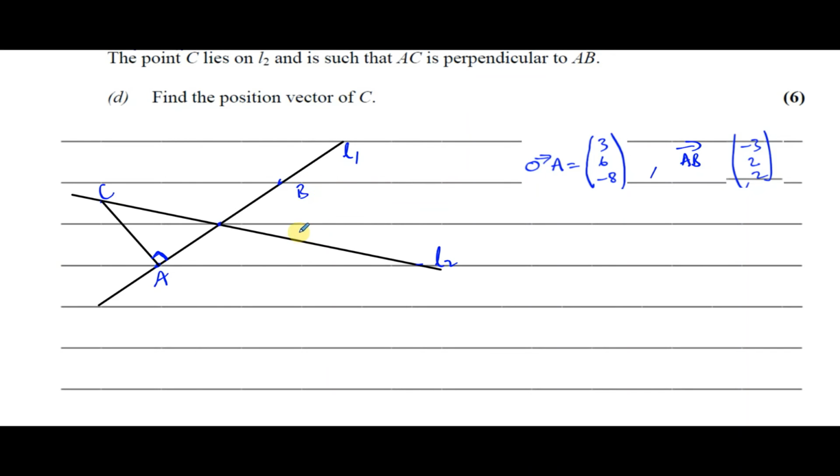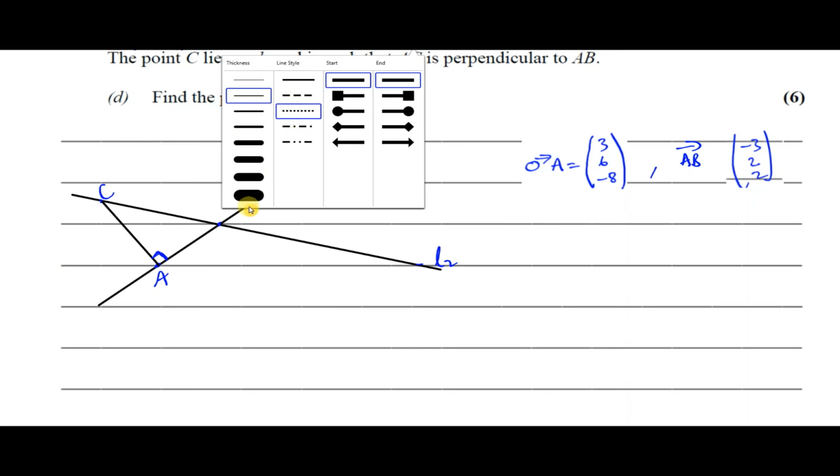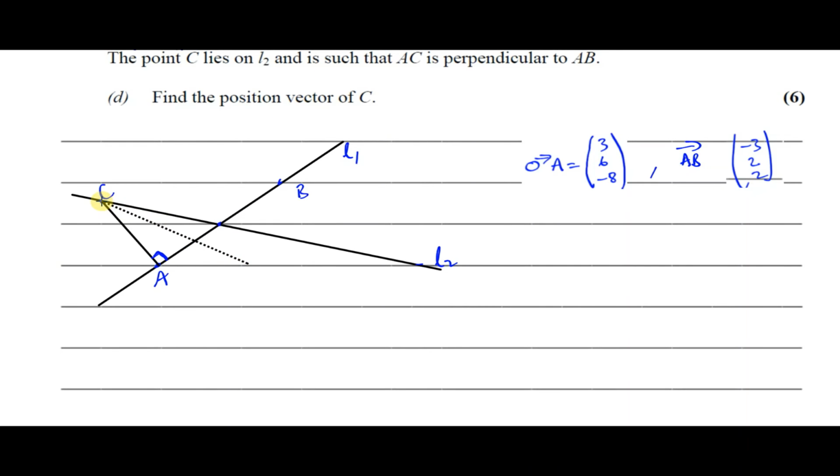We have to find now the position vector of C. The position vector of C is going to be the vector from O to C. Let's say that's O, that's C. That's the vector they want. Now, what we can do here is use the fact that AC, the vector from A to C, is perpendicular to the vector A to B. And I already know what A to B is, so I need to find what A to C is. Now, I don't know what A to C is. That's what I have to find.